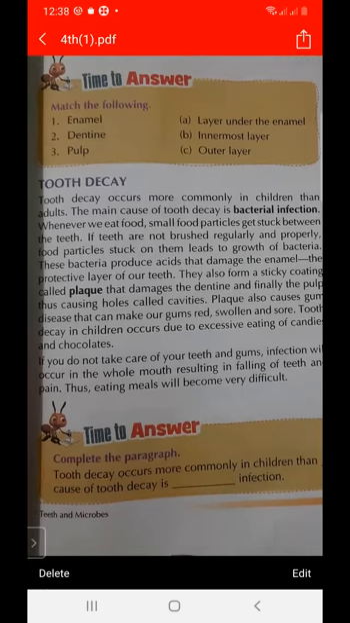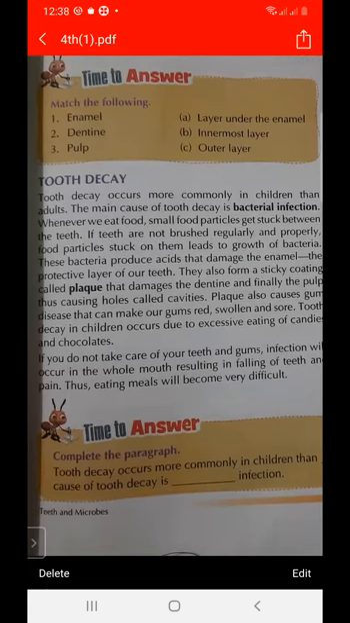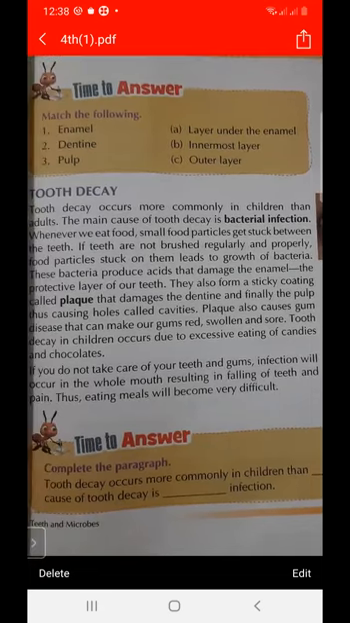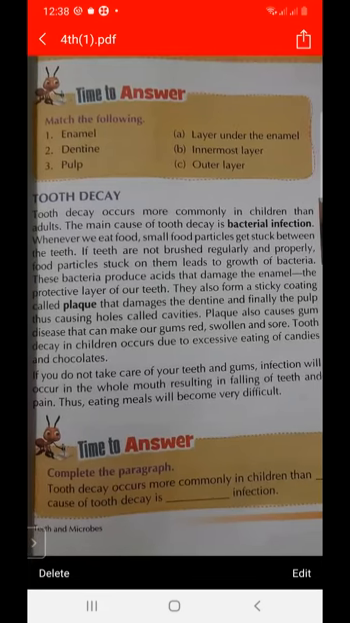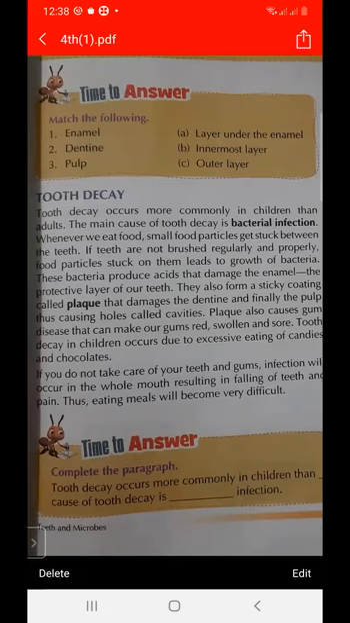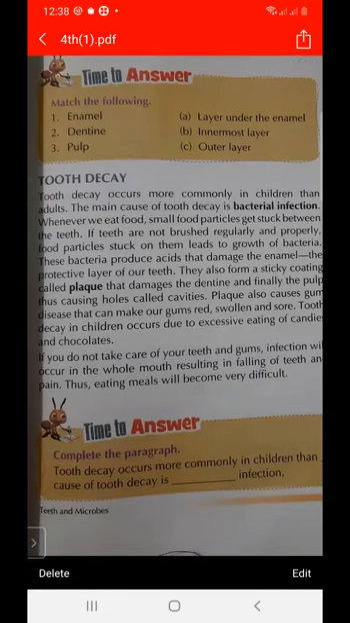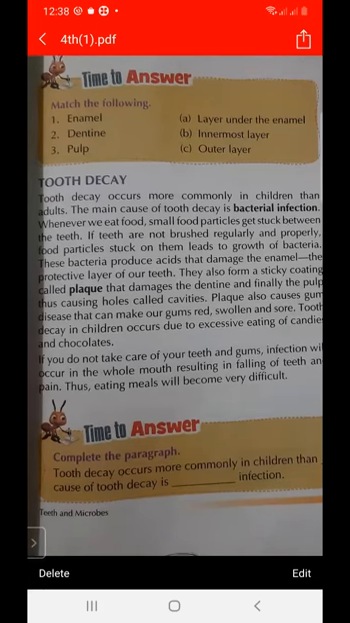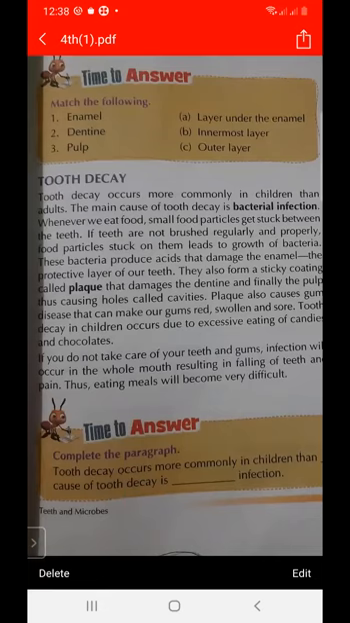These bacteria produce acid, and they damage the enamel. They damage the enamel, the protective layer of our teeth. What do you mean by the protective layer of our teeth? The enamel, the white layer of the teeth, is called enamel, and these bacteria produce acid, and because of this acid damage may occur. They also form a sticky coating called plaque and damage the dentine and finally the pulp.